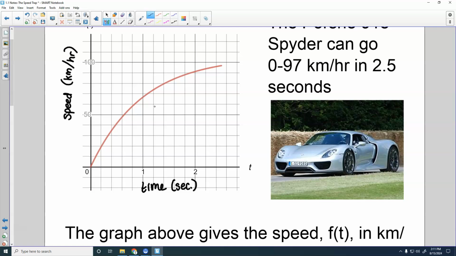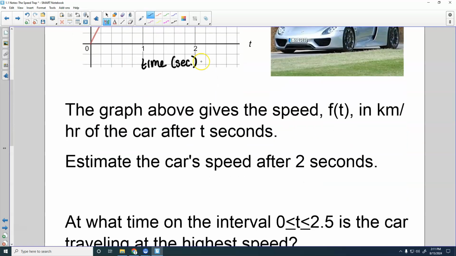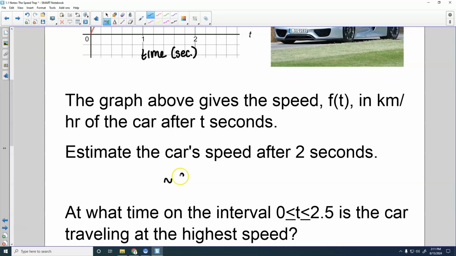Okay, around that, maybe a little above 90, right there. So about 90. That is correct. Joshua, how'd you do that so fast?